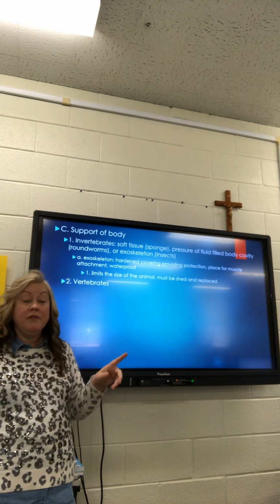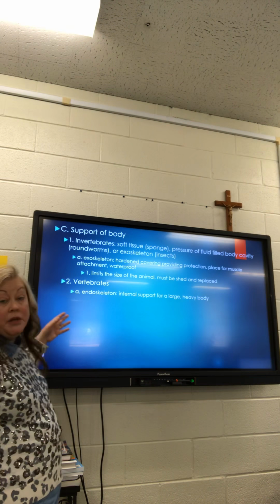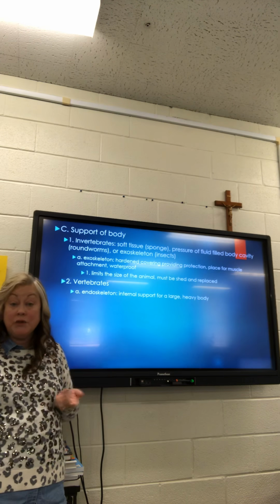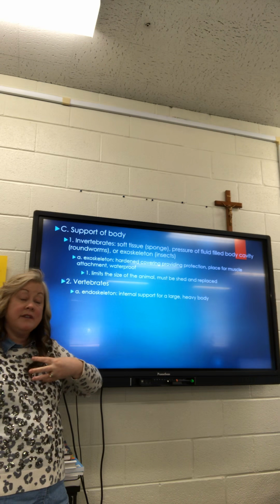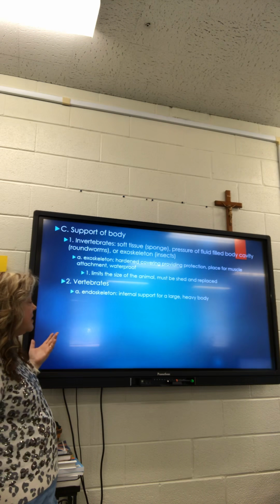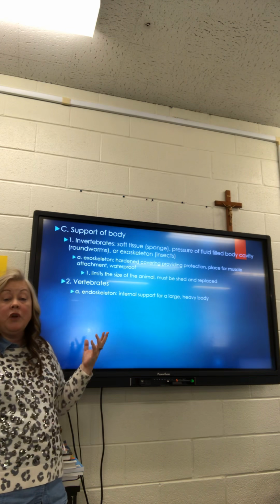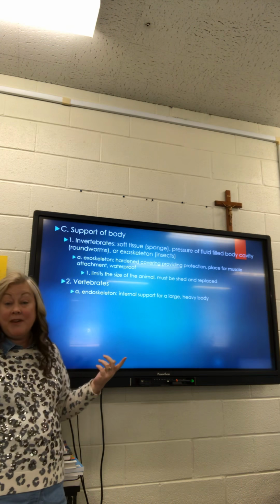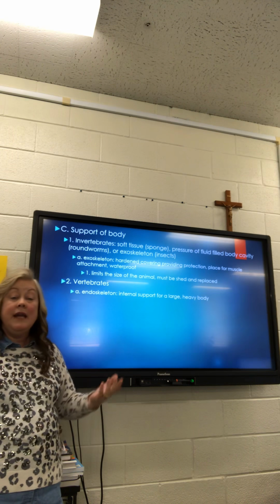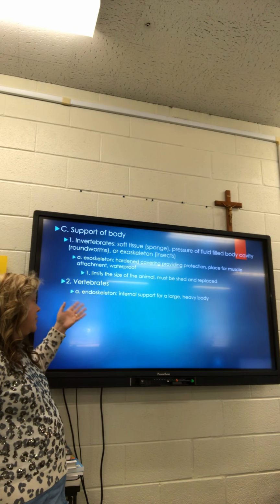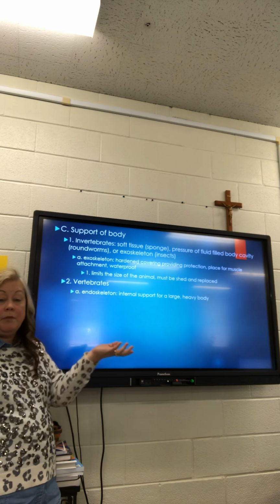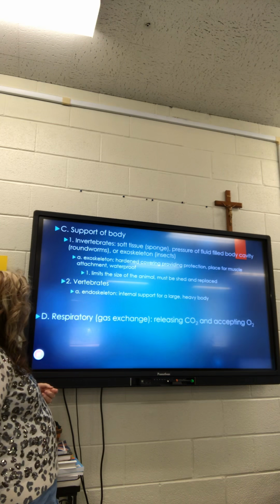Vertebrates, for support of a vertebrate body, you can say that a vertebrate uses its bones, its endoskeleton. We have internal skeletons, and that does support a large, heavy body on land. Of course, the largest animals on Earth are actually found in the ocean. The water, even though they have the internal skeleton, also helps with their buoyancy as well.